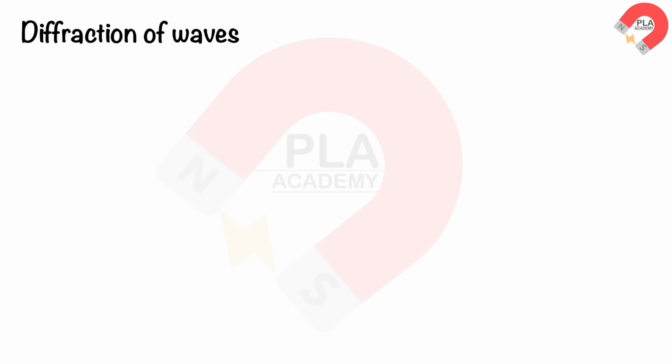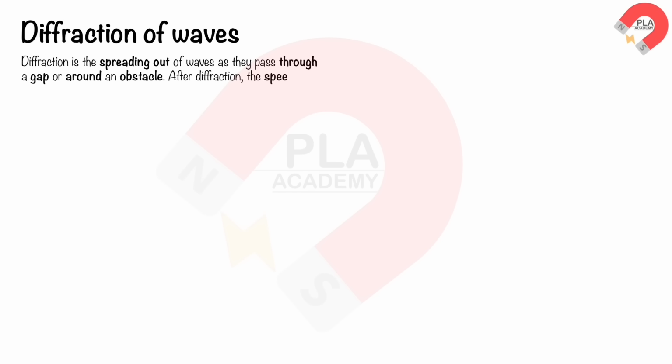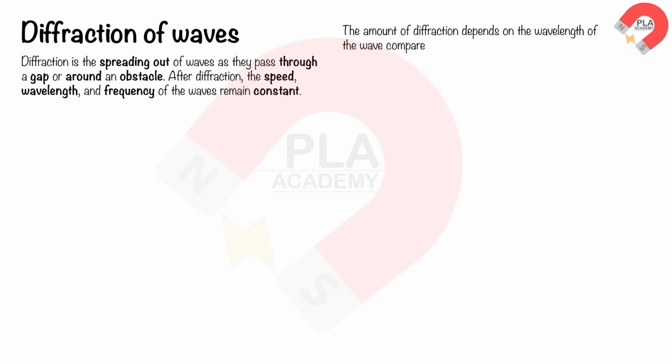Diffraction of waves. Diffraction is the spreading out of waves as they pass through a gap or around an obstacle. After diffraction, the speed, wavelength, and frequency of the waves remain constant. The amount of diffraction depends on the wavelength of the wave compared to the size of the gap or obstacle.